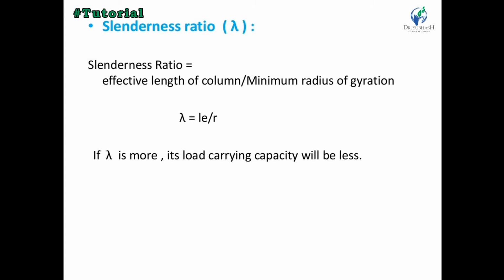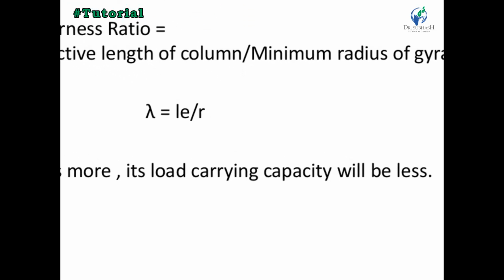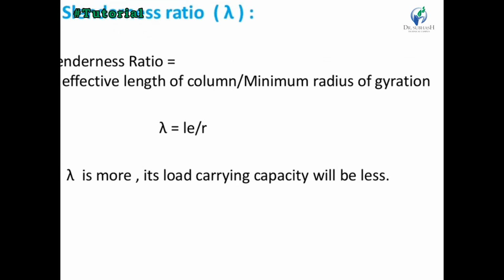Now what is the effect of lambda on our compression member? If lambda is more, its load carrying capacity will be less. So we have to maintain lambda. To maintain lambda, we require the effective length and minimum radius of gyration, so that lambda will be reduced. So that's why we take r, meaning the minimum radius of gyration.